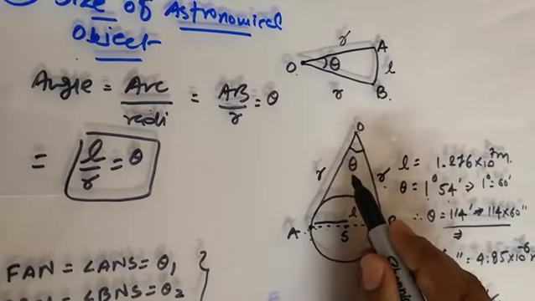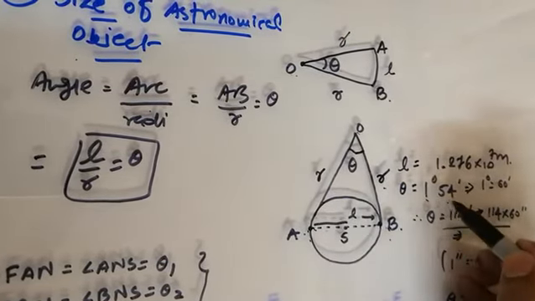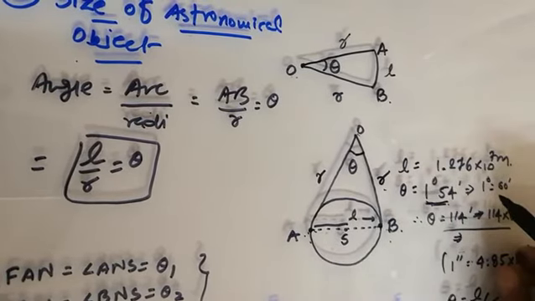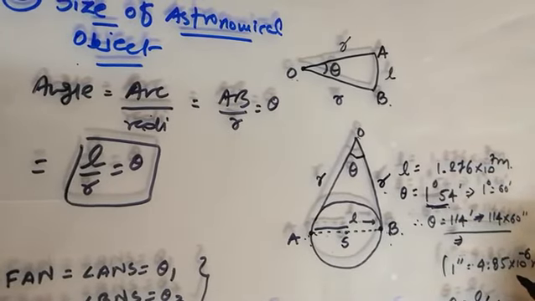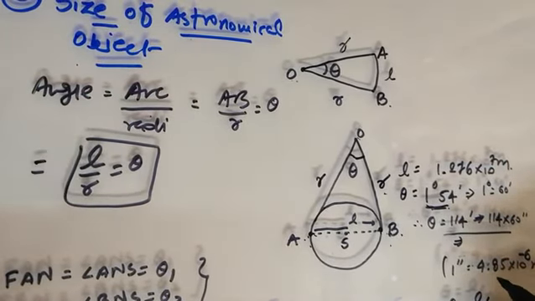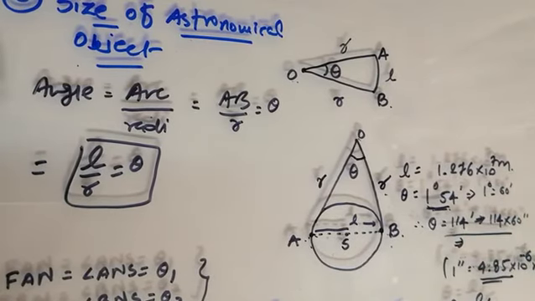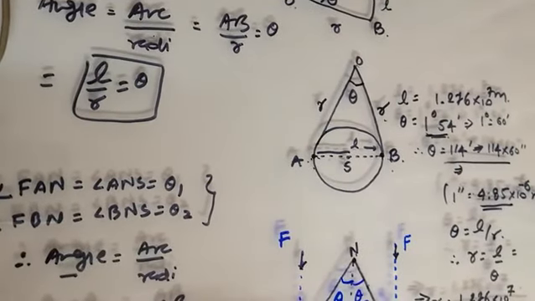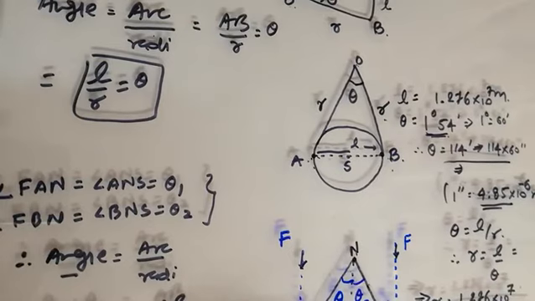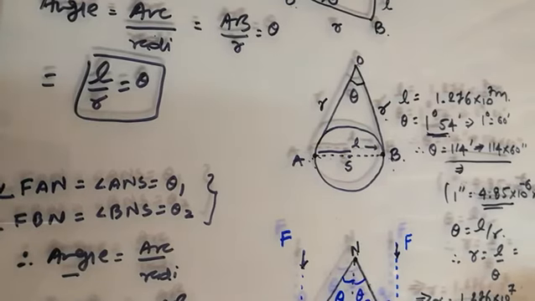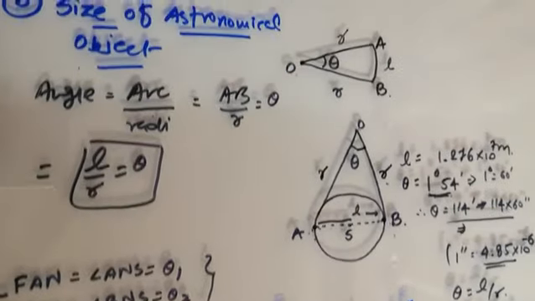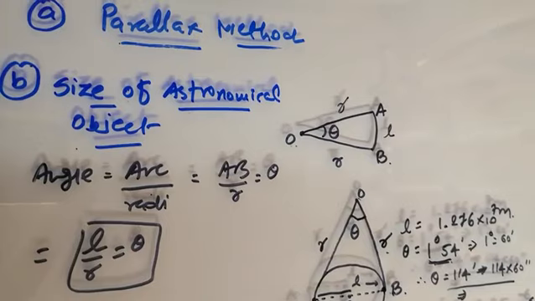This is the example where you have been given the diametrical distance between A and B, and their theta is 1 degree and 54 minutes. Previously we multiplied by pi upon 180 to convert into radians. But after this method, you are familiar with the value that 1 second equals 4.85 × 10^-6 radians. So you can solve such examples. In the next clip we will learn about smaller distances. In this clip we discussed the parallax method and the size of astronomical objects. Thank you.